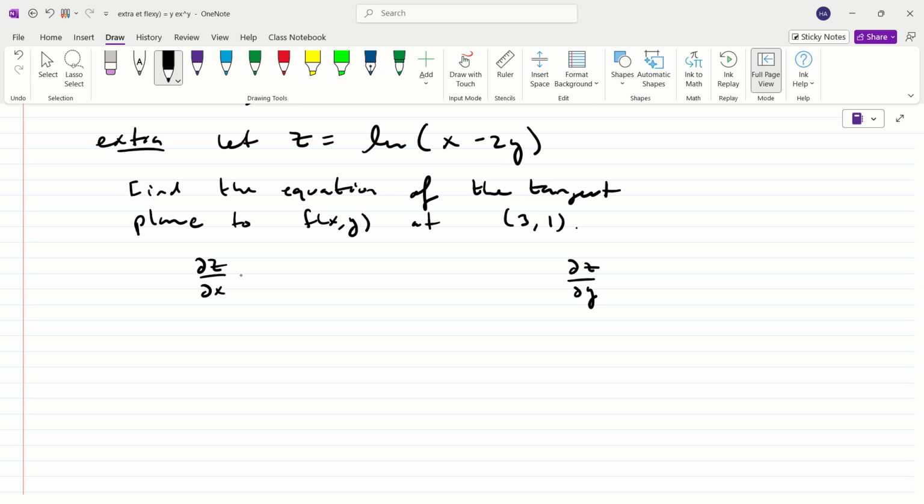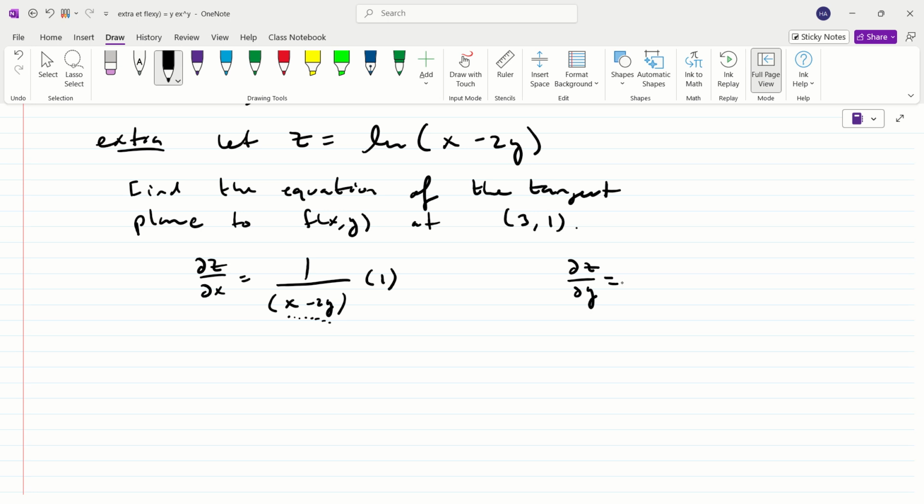Here I have a composition of functions. The derivative of the natural log is 1 over the argument. Inside the argument, put in the original argument. And then we're taking the chain rule derivative with respect to x of x minus 2y, which is just going to be 1.